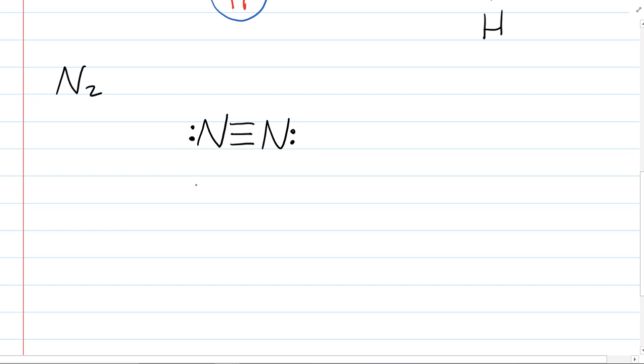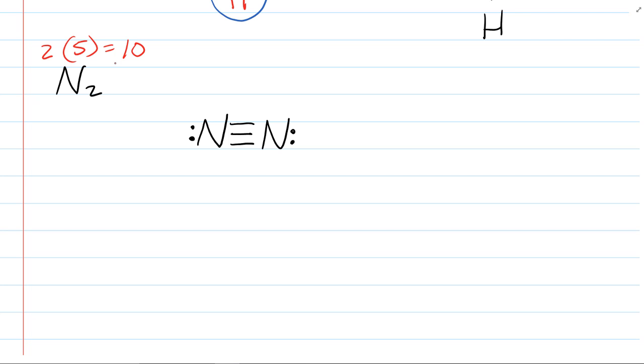Now, when we count up the total number of dots here, we count 2 here, and then remember each line counts as 2 as well. We have 2, 4, 6, 8, 10 all together. That number 10 should match the number that we'd get from the valence electrons that each atom contributes. So in other words, each nitrogen would contribute 5 valence electrons. We have 2 nitrogens, 2 times 5 gives us 10 altogether. And that should match the 10 that we've shown here in the structure.